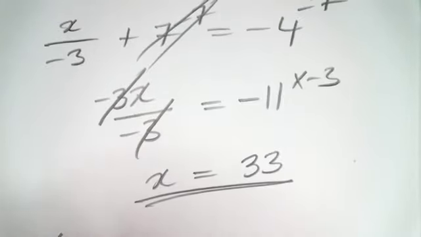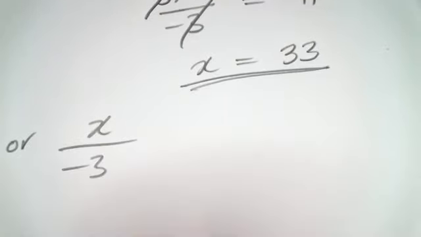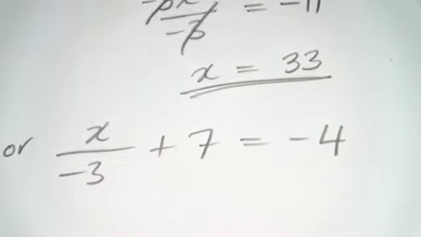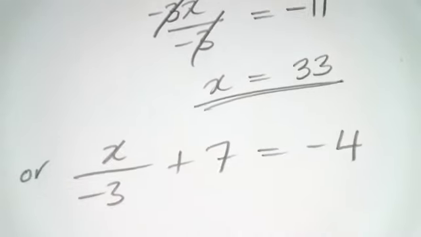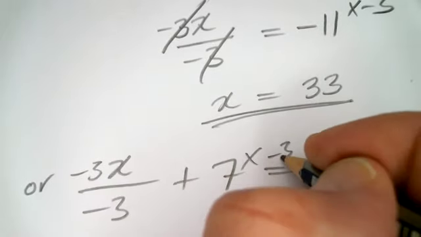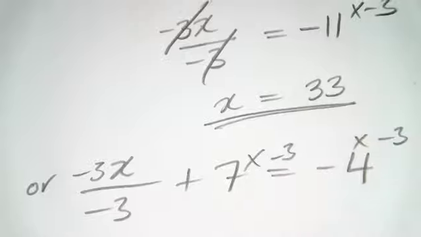Let's look at the other way, which we talked about. So I've got an x on -3. I'll put an or in front. Or x on -3 plus 7 is equal to -4. This time my strategy is to multiply everything by -3. I'm going to multiply this by -3, this by -3, this by -3. Let's see how that plays out.